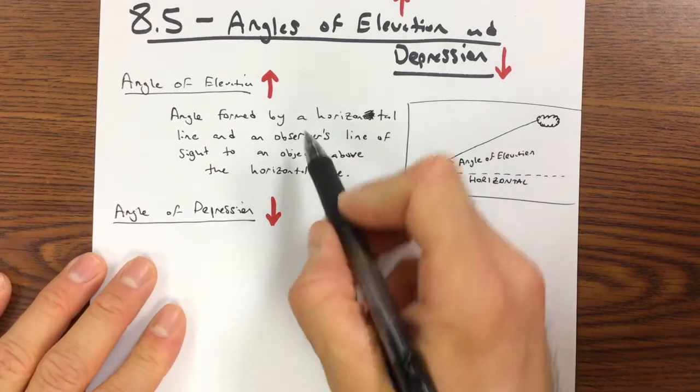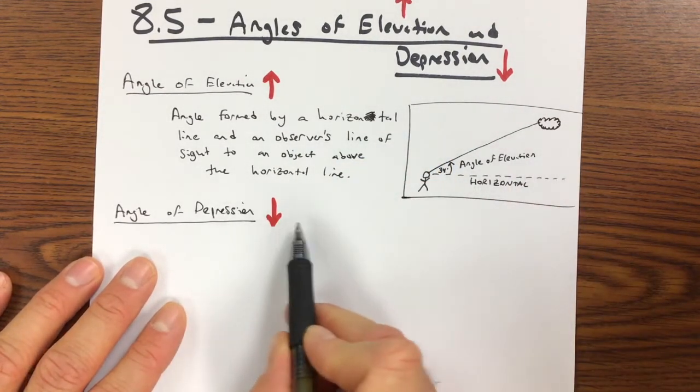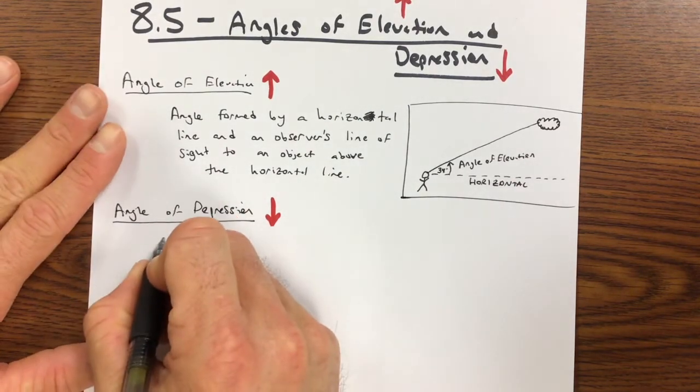Angle of depression. Well, if angle of elevation, we're looking up at something, a cloud, angle of depression, we got to be looking down at something. So, here's the definition. I think the picture is going to make a little more sense.